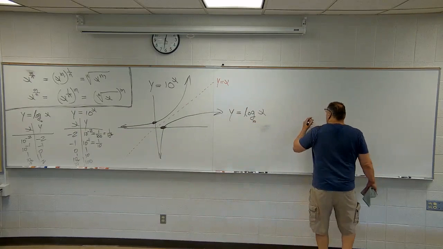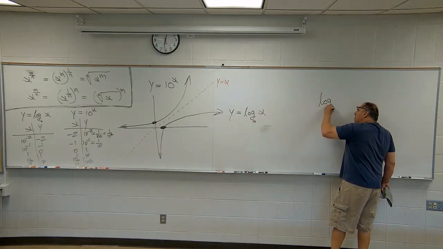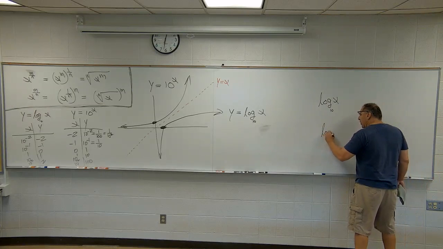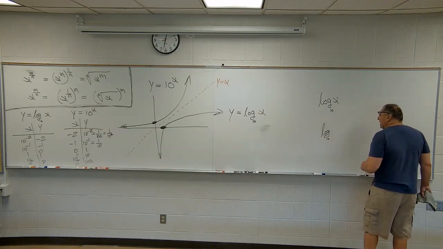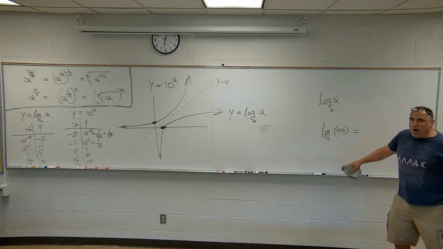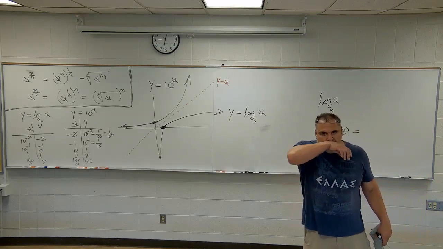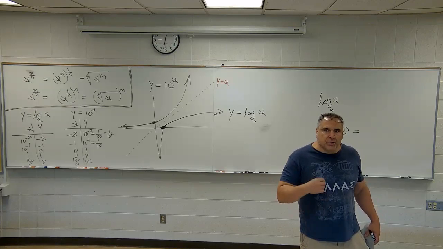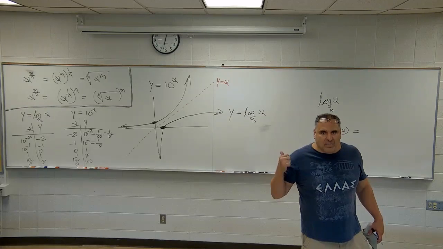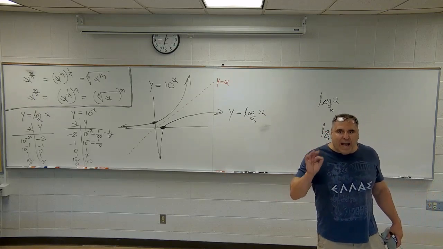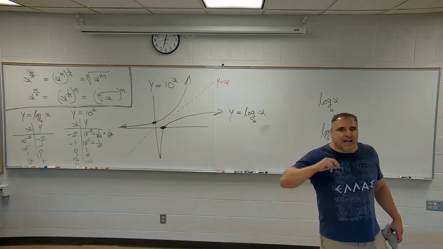What does the logarithmic function do? The logarithm base 10 of x tells you what the exponent is. Sometimes they don't even put a 10 there. It's assumed you're working with base 10, a lot of times with the logarithm. Logarithm base 10 of 100. The logarithm of 100 is the number such that, find me the exponent that I would put on top of 10 to get 100.